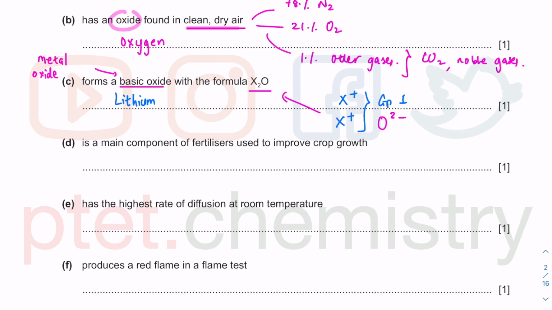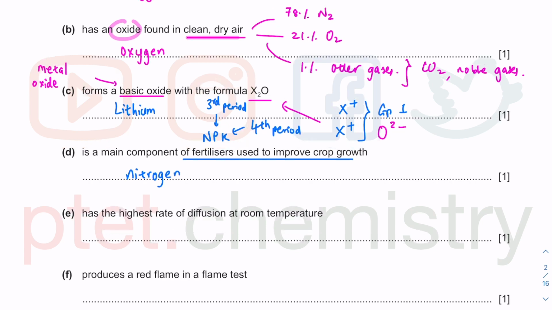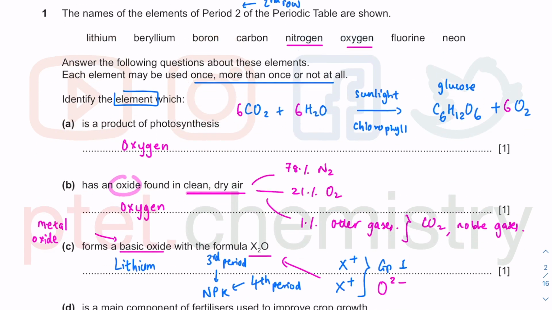Next one is the main component of fertilizers, used to improve crop growth, to promote crop growth. So we talk about the NPK fertilizers. Phosphorus is in the third period, third row of the periodic table. Potassium is in the fourth period. So the only second row element, second period element, from the list there has to be nitrogen.